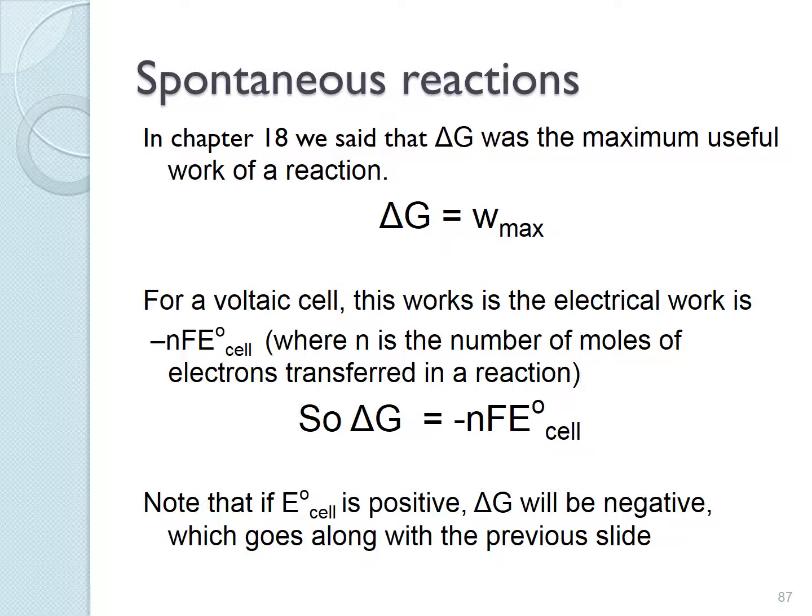Note that if E is positive, that means delta G is negative. So if you have a positive cell potential, that is a spontaneous reaction that gives a delta G which is negative, and so it is spontaneous.